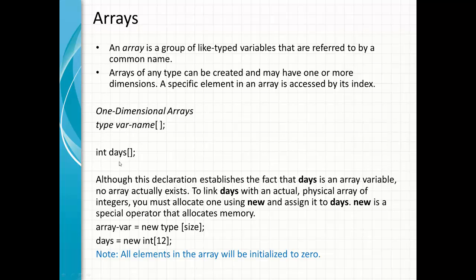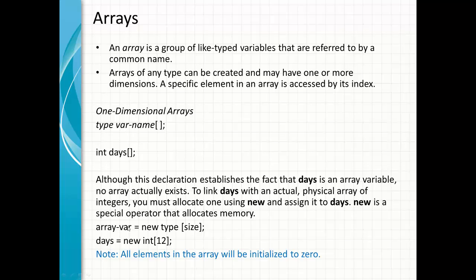Now we are defining a one-dimensional array over here, which says int days with square brackets. This is how you define an array. It says that days is an array variable. No array actually exists yet; we just defined it. To link days with an actual physical array of integers, you must allocate one using new and assign it to days. New is a special operator that allocates memory. We will learn about that also.